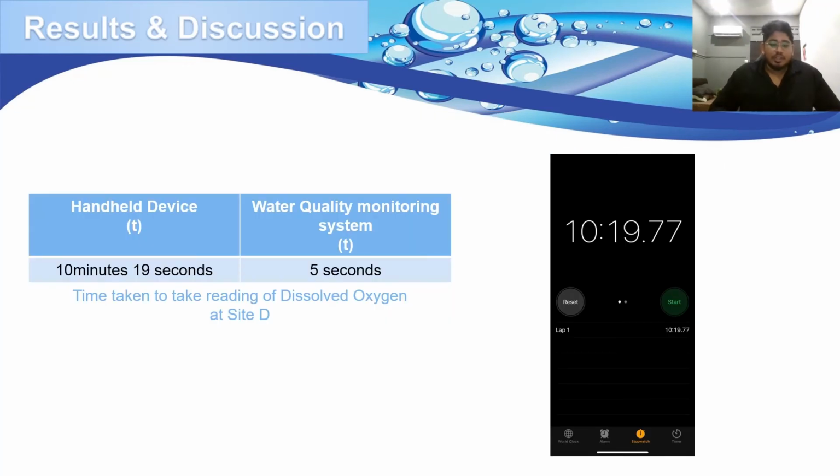And over here is the time taken to take the reading of the dissolved oxygen value of site D. On my left is the handheld device, which took me 10 minutes and 19 seconds from arriving at the job site, setting up the device, and calibrating the device in the air. You have to calibrate the HANA instrument in the air first for the first 1 or 2 minutes in order to get the best values.